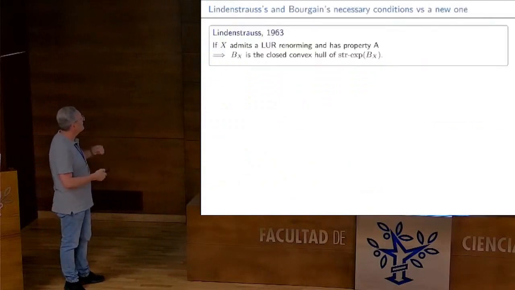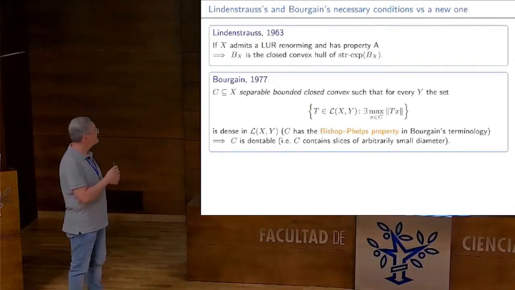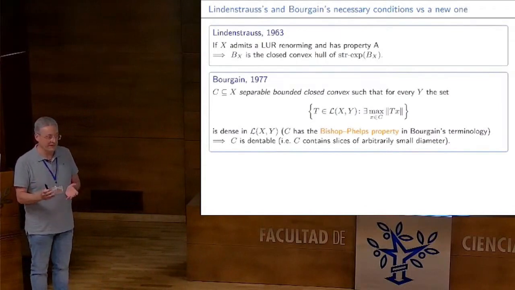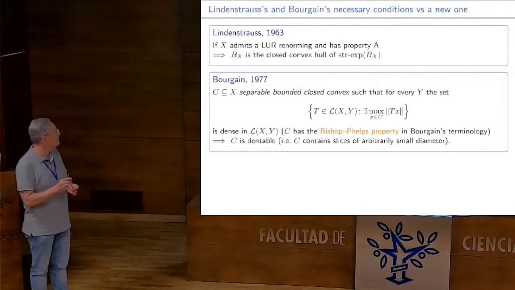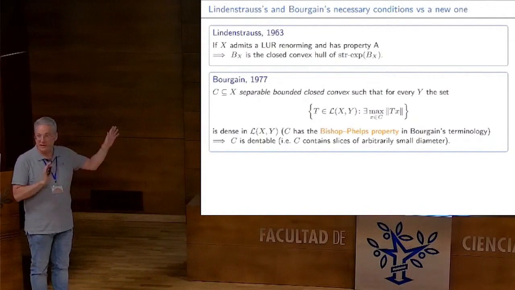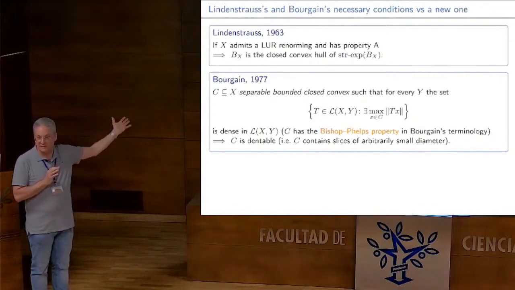So what are the Lindenstrauss and Bourgain necessary conditions for property A? Well, Lindenstrauss was only working with the unit ball, working with the usual norm of operator. And he proved that if you have a Banach space, let's say separable, if you think in this talk that everyone is separable, there is no problem, because then every hypothesis like admitting a locally uniformly rotund renorming is satisfied, but it's enough.